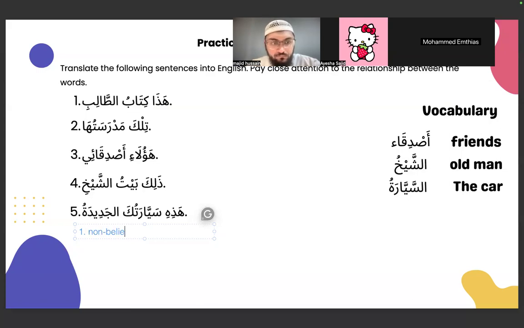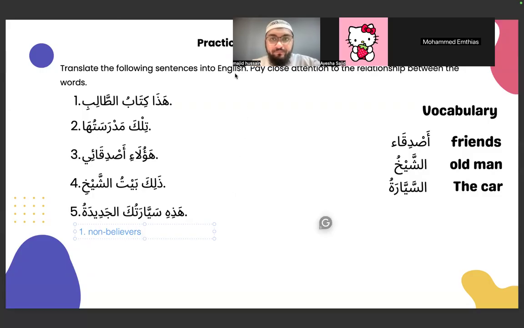Okay. Can you check? Brother Muhammad, start writing number three and number four, inshallah. This is a student's book. That's correct, because this is the student's book. Yeah, that's correct. This is a student's book.